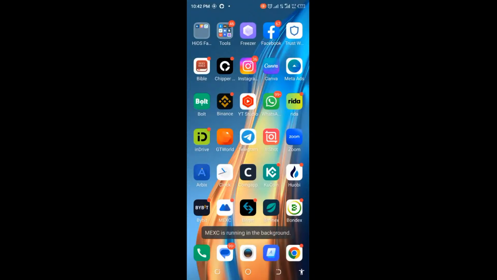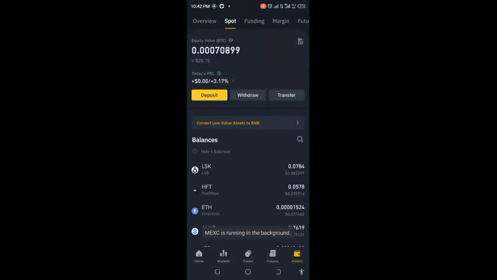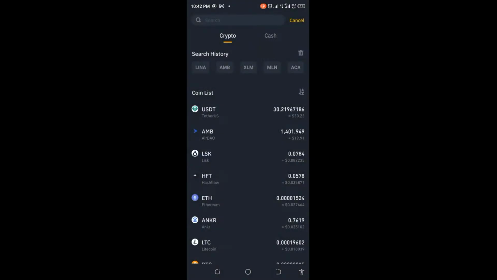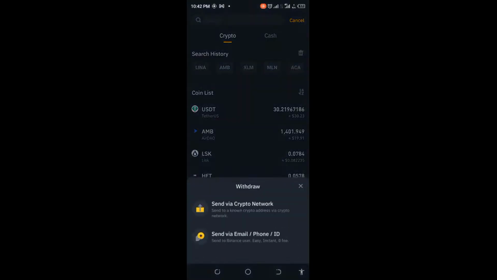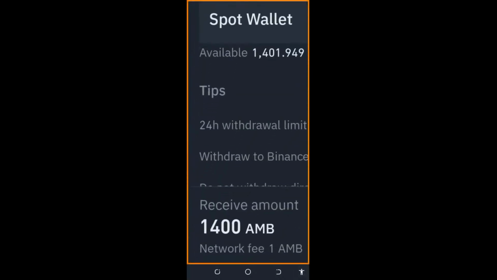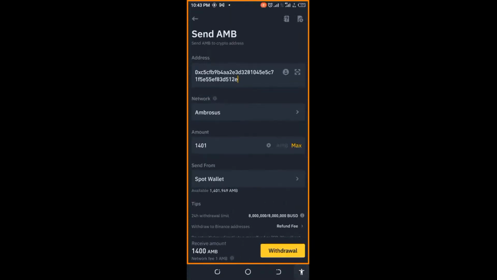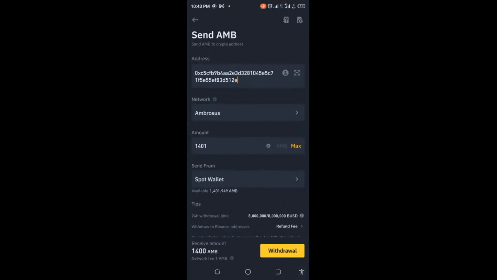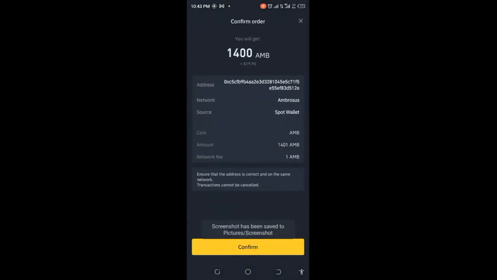Good. So we're going over to withdraw. We have to do all these things really quick because you don't want anything to go down. We're selecting that, and we're going to put the address in there. You can see AMB is the same thing. We're going to put max, and it shows how much it's going to take. It's taking 1 AMB, so that's fine. We're going to get 1400 AMB. So I think that's it. Let's get this withdrawn quickly.